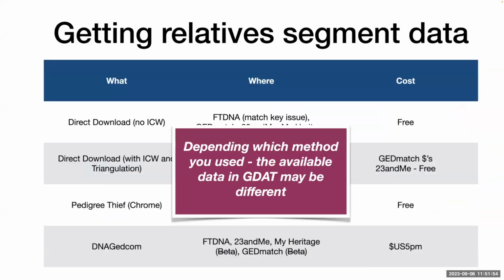So just a reminder that depending which way you loaded the information, the information in GDAT might be slightly different. GEDmatch, MyHeritage, etc., they all test different SNPs, and so the numbers that you're getting for your segment data can be slightly rubbery on either end, but just bear with that. I don't worry too much about that.